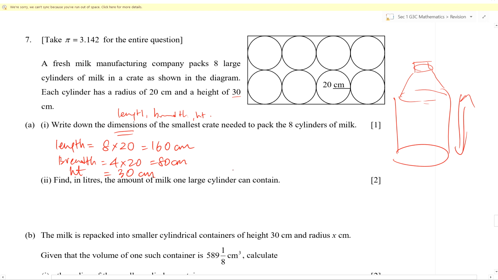Find in liters the amount of milk one large cylinder can contain. So now we're not talking about the crate anymore, we're talking about just one cylinder with a radius of 20 cm and a height of 30 cm. So amount of milk, we are trying to find the volume over here. Pi, did they say pi? Oh, pi is 3.142 again. 3.142 times the radius, 20 squared. So this is our cross-sectional area. And we multiply by the height, 30.